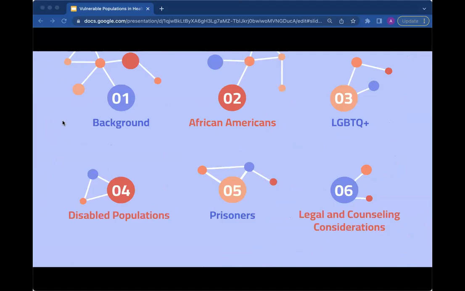So first, we'll go through a bit of background on certain vulnerable populations, and then we'll delve into different groups that we're going to focus on. So African Americans, the LGBTQ community, disabled populations, prisoners, and then we'll conclude with legal and counseling considerations for each of these vulnerable populations in healthcare.